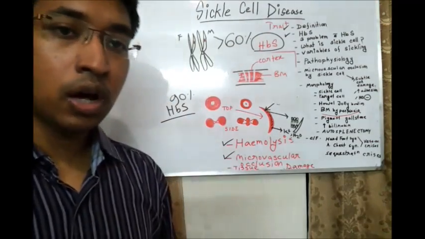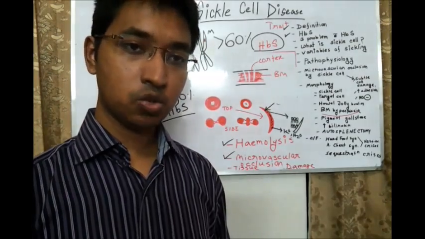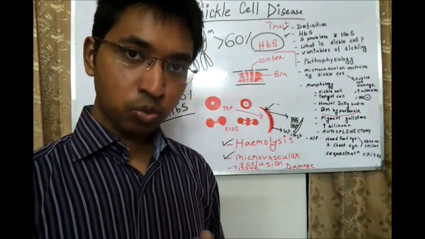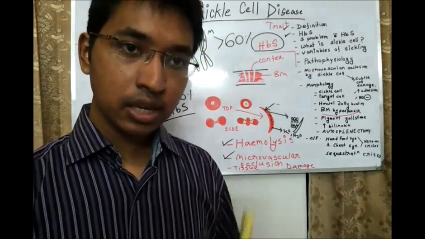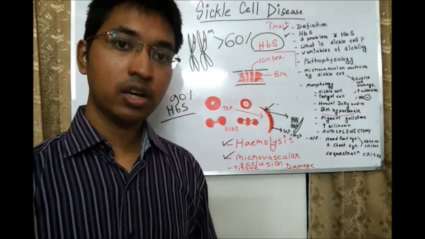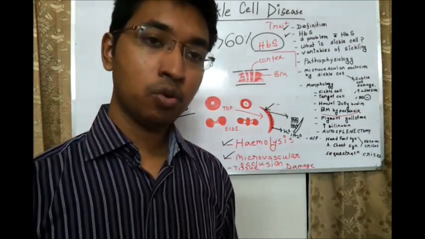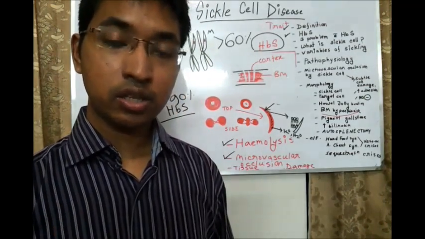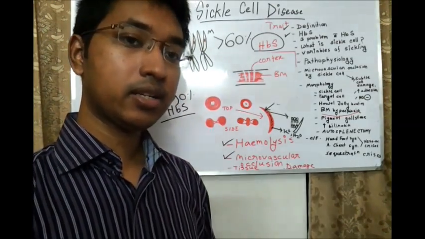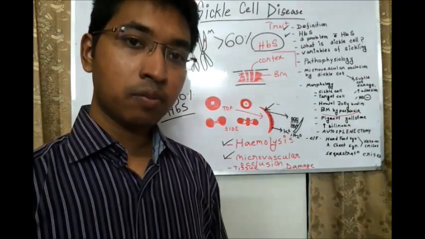Okay, so what is the screening test for sickle cell disease? In the screening test, we try to take oxygen out from the RBC and see what happens. Well, if the patient does not have sickle cell disease, nothing will happen. But if the patient has sickle cell disease, then when oxygen is taken away, when the hemoglobins are deoxygenated, they will form sickles. Okay, and that is called the metabisulfite test.